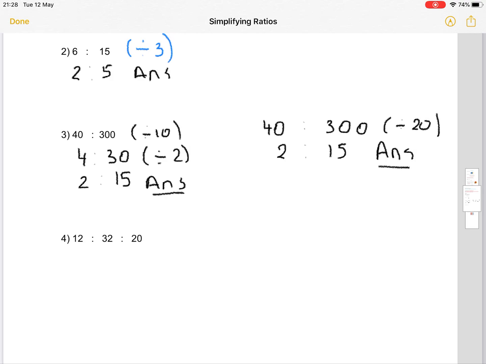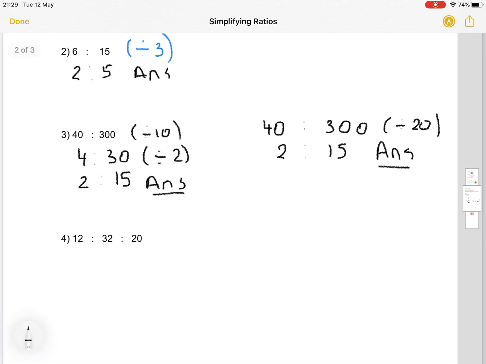Now I have a question number 4, where the ratio consists of 3 parts. It is worked out just like the previous 3. You have to find a number which divides exactly into all of the 3 parts. So 12, 32 and 20. They are all even numbers, but I can find a number which is higher than that, which divides exactly into all of them, and that is the 4.